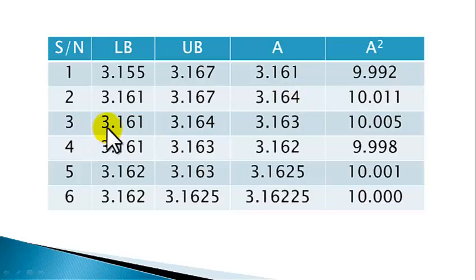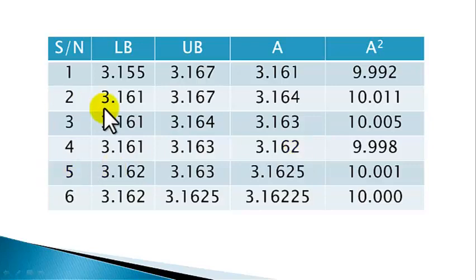In step 3, we have 3.161 plus 3.164 divided by 2. This is 3.163. Squaring this will give us 10.005, which is greater than 10, indicating that 3.163 is the new upper bound. Step 4, 3.161 plus 3.163 divided by 2 will give us 3.162. Squaring this, we have 9.998. This is less than 10. This indicates that 3.162 should be our new lower bound.